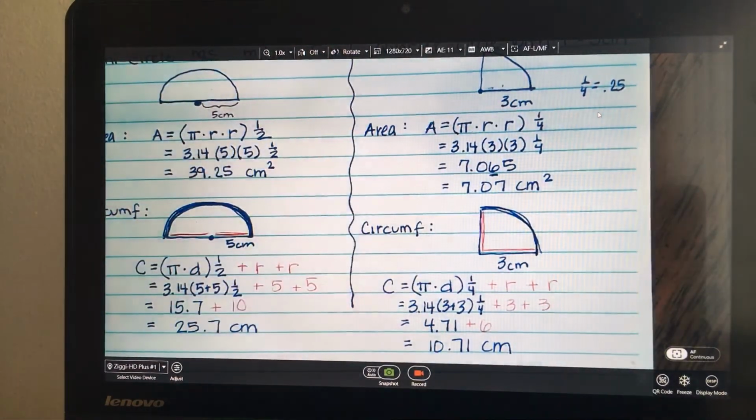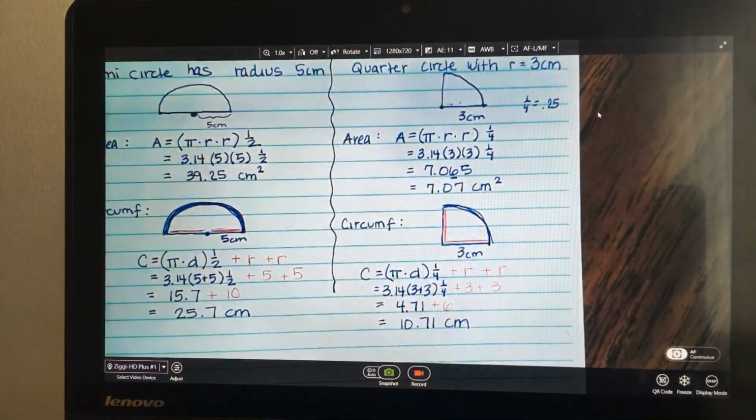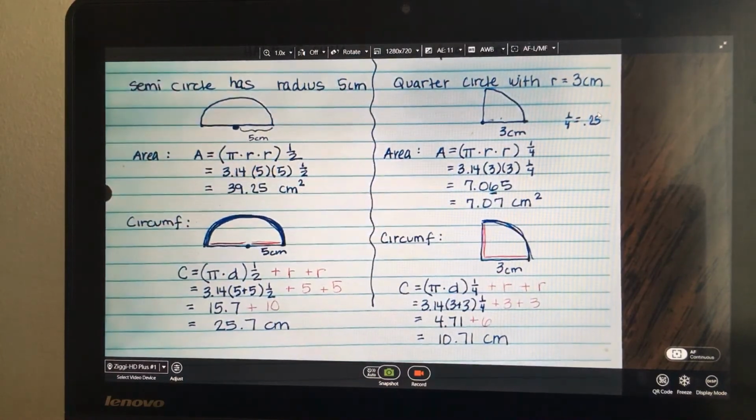Okay, so hopefully this helps you with the work on semicircles and quarter circles when you do that IXL lesson T7.